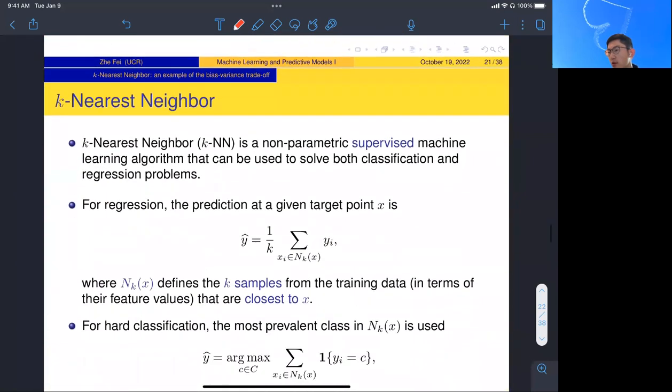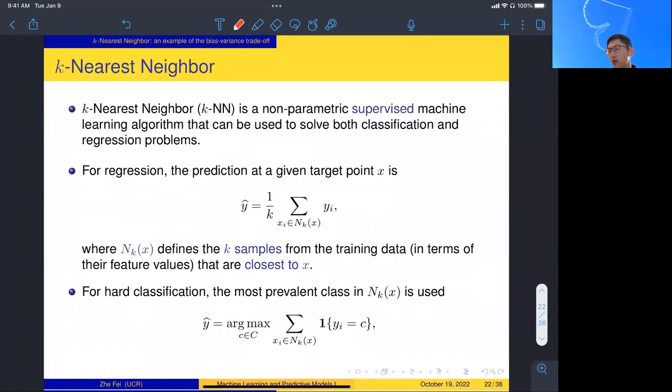Next, we will go over a classic, maybe one of the oldest machine learning algorithms, called the k nearest neighbor algorithm, denoted as KNN for short. It is a non-parametric supervised machine learning algorithm. So the keywords here are non-parametric and supervised, meaning that we have labeled data. It can be used to solve both classification and regression problems.